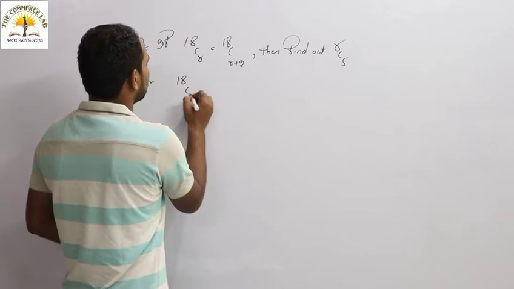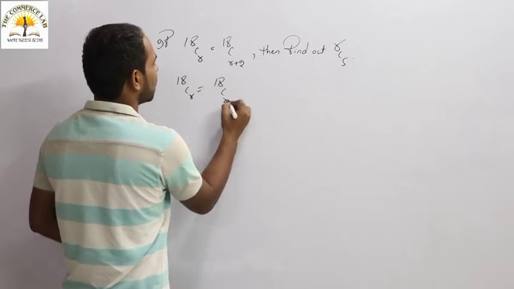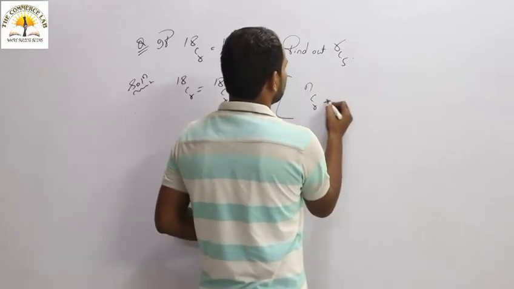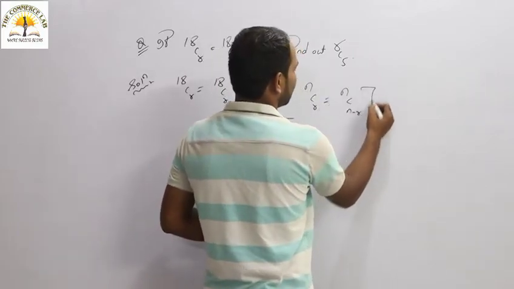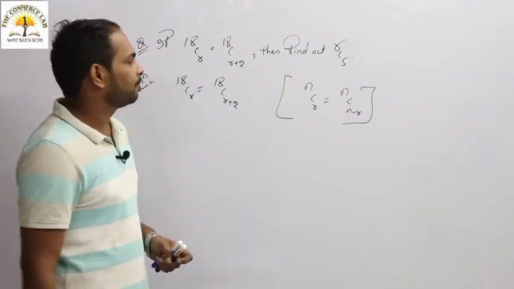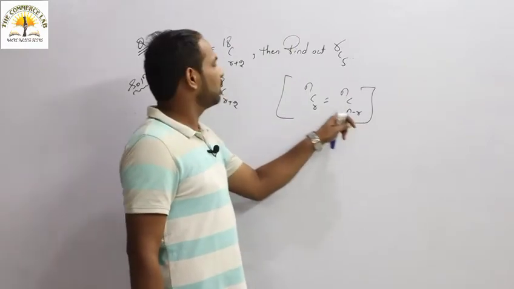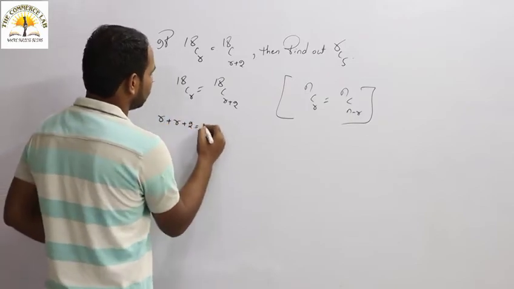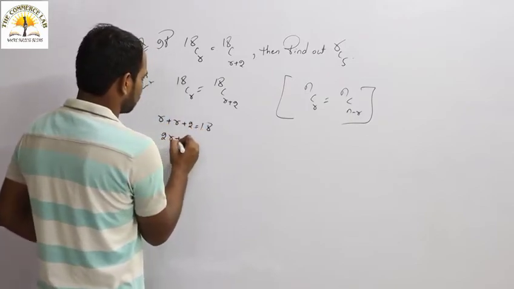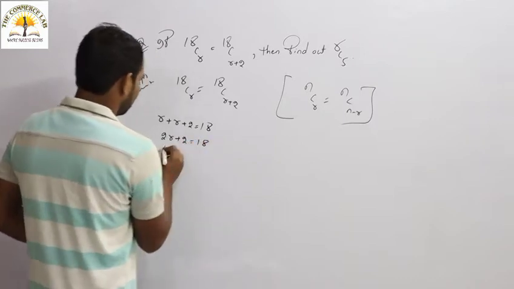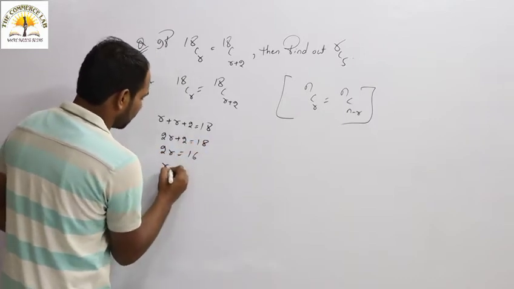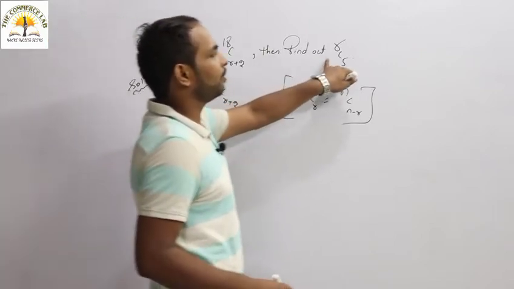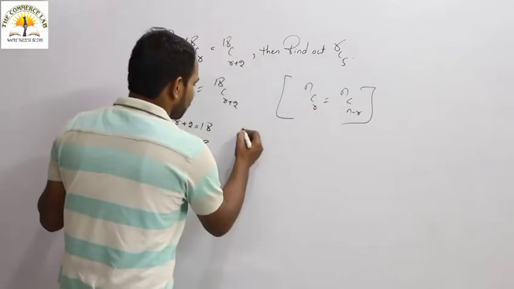If 18Cr is equal to 18C(r plus 2), that means we have already studied the property nCr equal to nC(n minus r). That is r plus (n minus r) is equal to n, that is r plus r plus 2 is equal to 18. That is 2r plus 2 equal to 18. 2r is 16, r is 8. Then we have to find out the value of rC5.